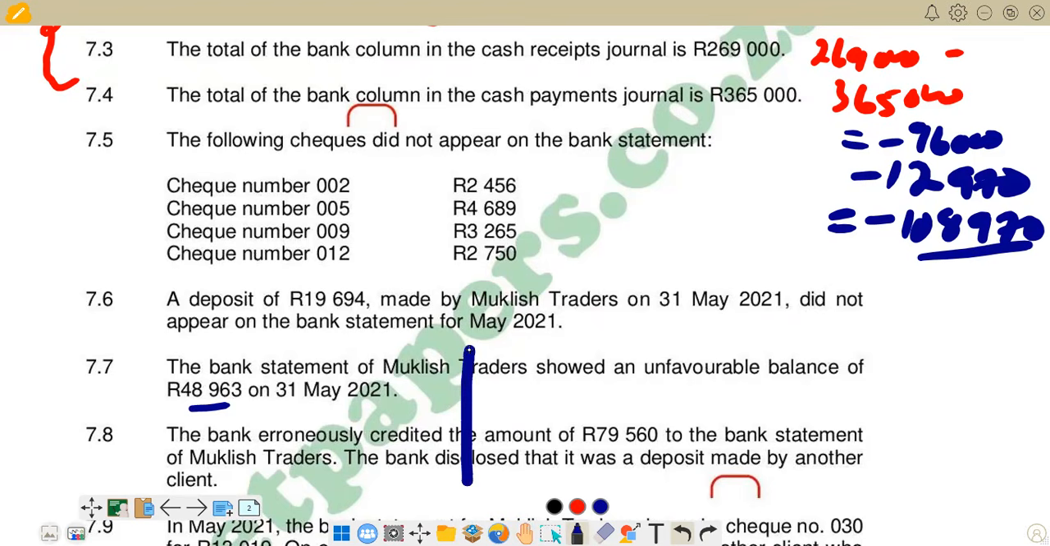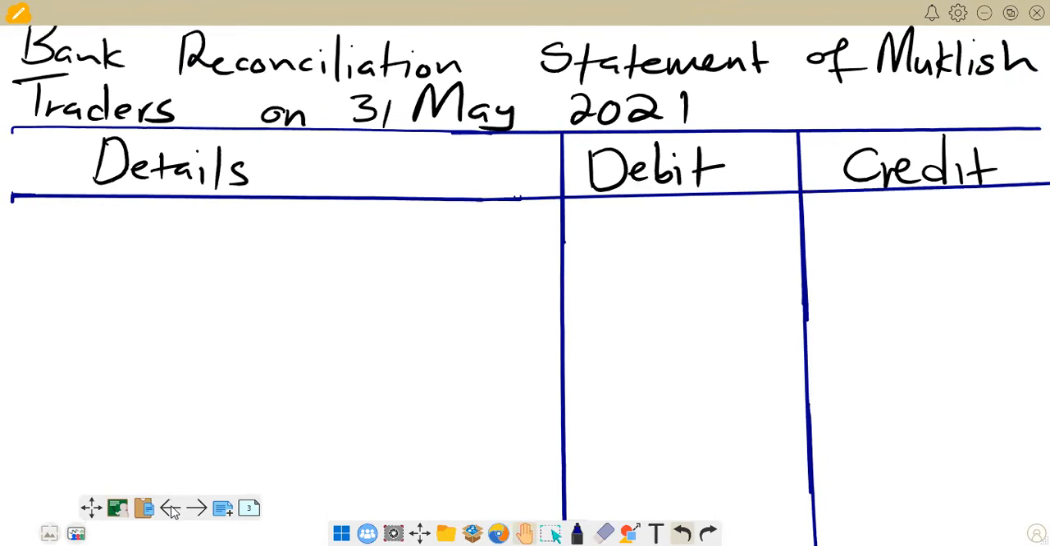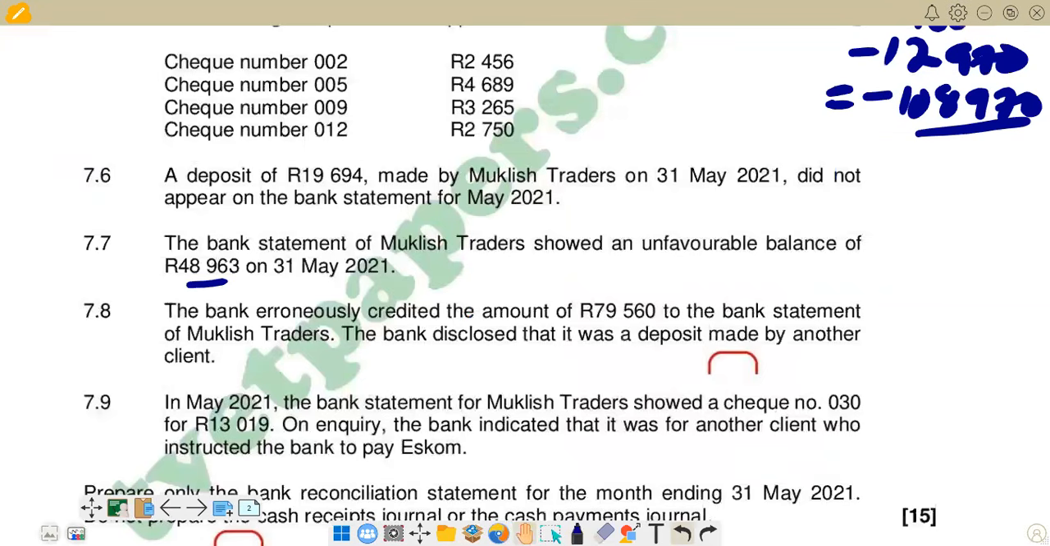So we go again, we have something there on 7.8, so we can go down to check. On 7.8, we have got some adjustments that are there up to the end. So the figure that we are going to start with is this one, 48,963. That is the opening balance, which is unfavorable. So we go to our bank reconciliation, and remember the question is beneath that. We can just recheck the question that we have there.